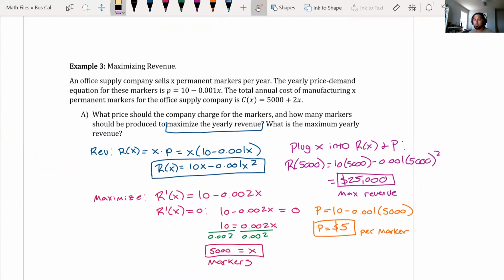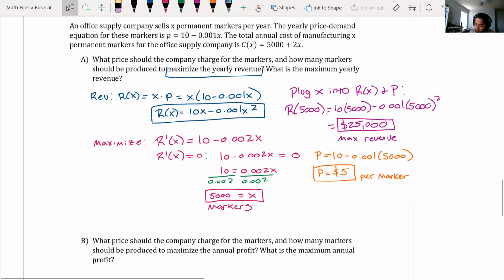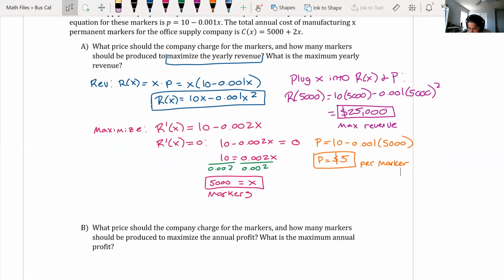Okay, any questions on that process? It doesn't seem so bad once you get all the equations down. Everything else is repetitive from there, because it was what we were doing with the graphs. To find a maximum or a minimum, you take the equation, you take the derivative, set it equal to 0, solve for x, and then plug it in where you need to. Okay. Let me make sure I got everything. What price? How many markers? Maximum yearly revenue. Yep, we got all three.